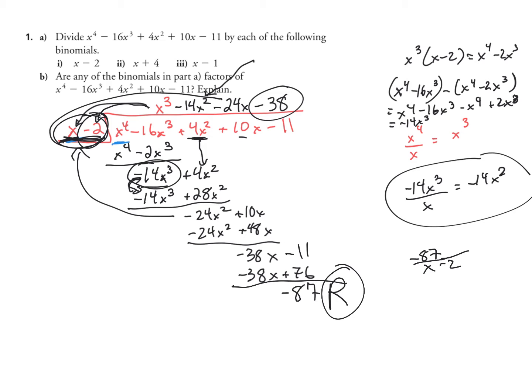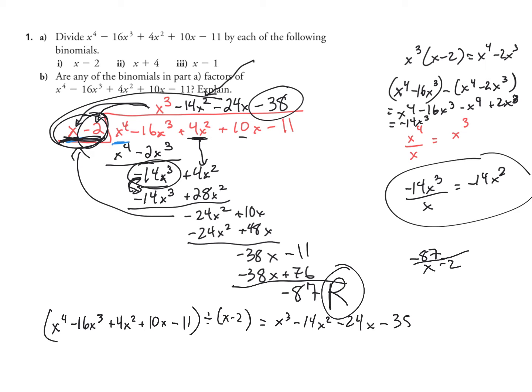But you could actually say that x to the 4 minus 16x cubed plus 4x squared plus 10x minus 11, divided by x minus 2, equals x cubed minus 14x squared minus 24x minus 38 minus 87 over x minus 2. Okay, it's the remainder divided by the divisor.